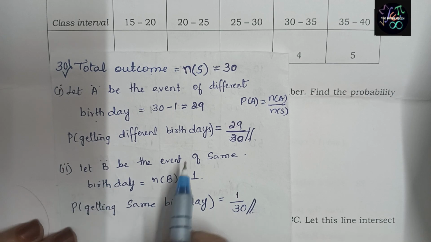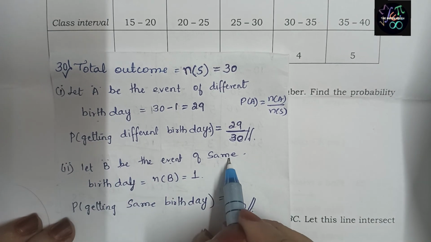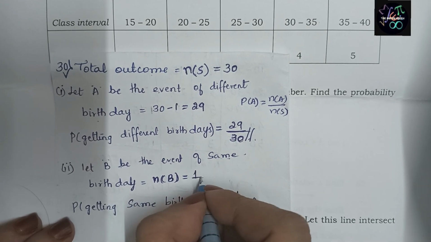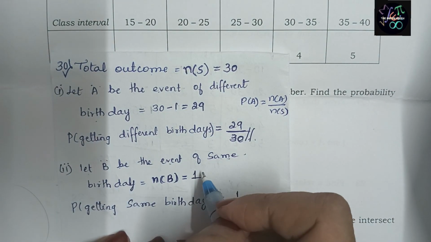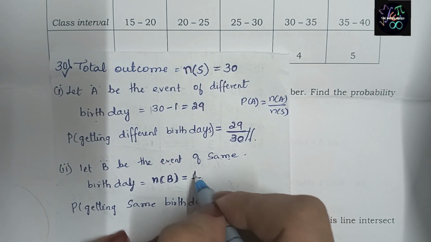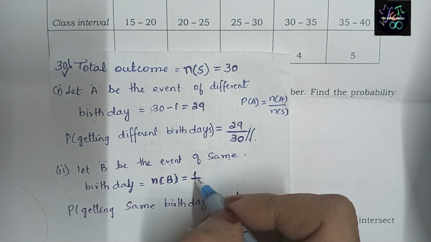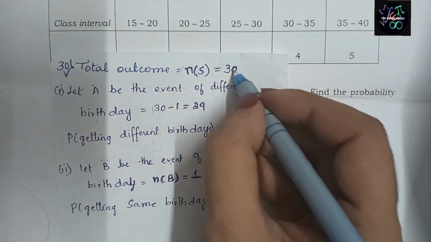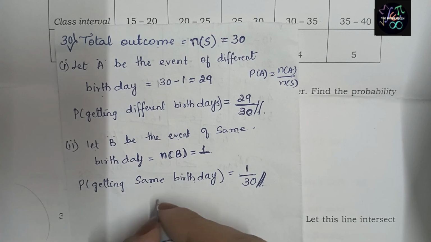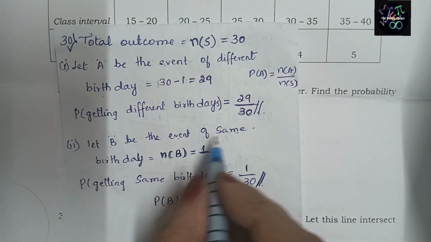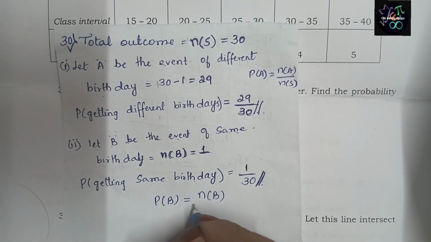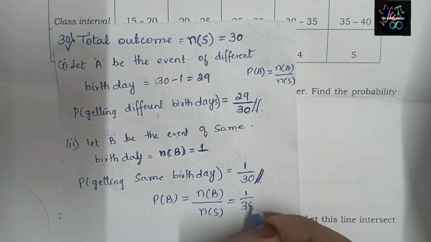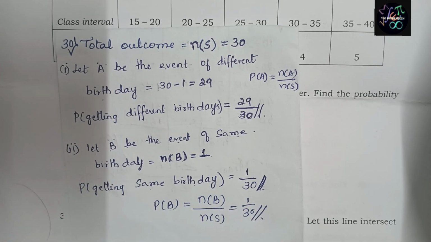Same thing if same birthday. Let B be the event of getting the same birthday. That means N of B. The possibility of getting the same birthday is only 1. Because out of 30 days, if both girl and boy have the same birthday, that will be 1 day, right? Out of 30, 1 day. So the probability of getting the same birthday is nothing but 1 upon the total days 30. We can also write this as probability of B, because B we have considered as same, N of B upon N of S. Always this is the probability formula. So N of B is 1 upon 30. You can write in this way also. So this is question number 30.